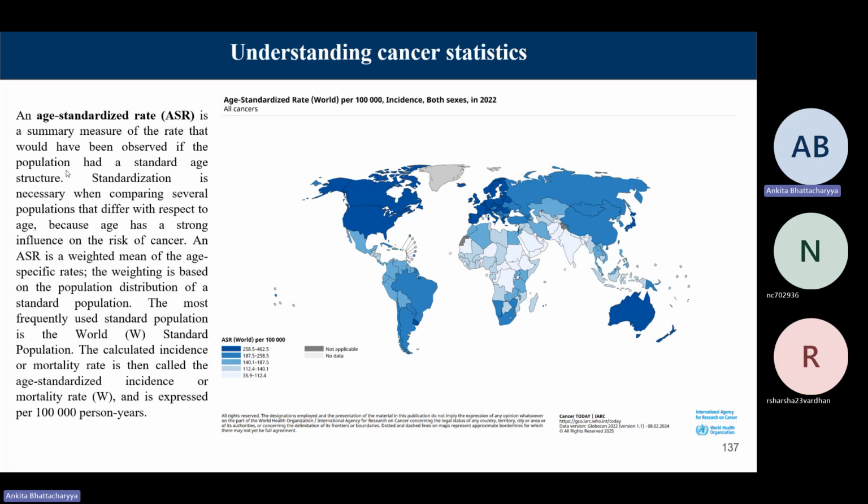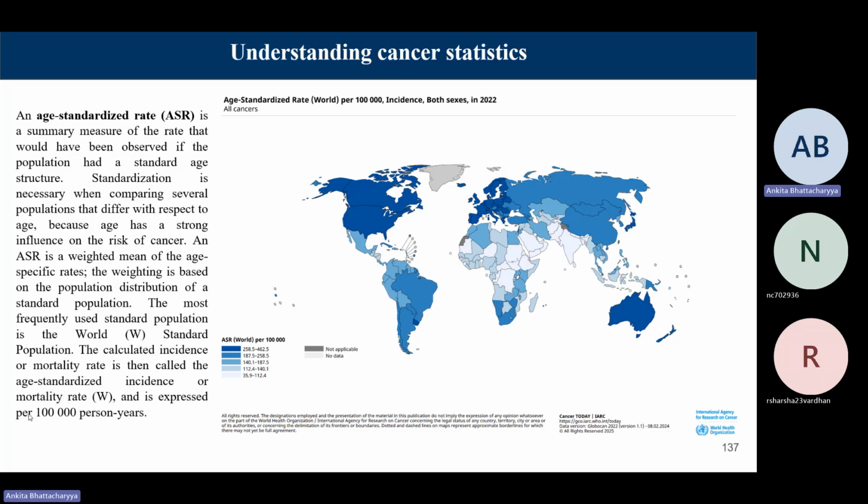Standardization is necessary when comparing multiple populations that differ with respect to age, because age has a strong influence on cancer risk. So an age standardized rate is a weighted mean of the age specific rate, and the weighting is based on the population distribution of a standard population. Most frequently used standard population is the W standard population, and then what you present is called an age standardized mortality rate or an age standardized incidence rate for a particular disease across the world.